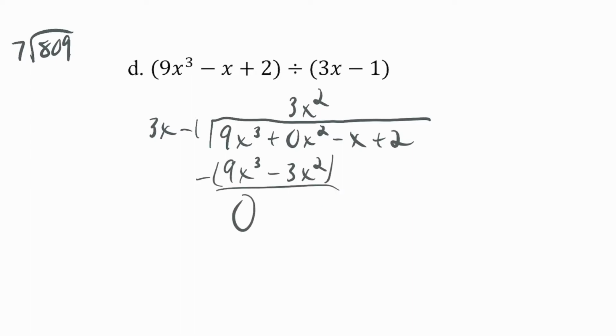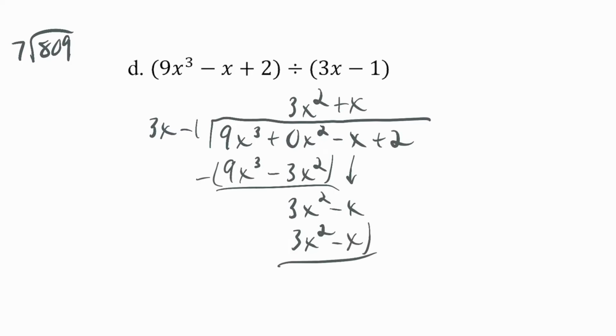So I get 0 here, but I'm not going to write it. I'll leave that blank. And then 3x squared, because we have 0x squared minus negative 3x squared. So we're really adding. And then I can bring the x down, so minus x. And then again, take this leading term, divide by that leading term, I get x. So plus x, and then multiply x against the divisor. 3x squared minus x. Subtract down, and oh, we get a big old nothing. It cancels entirely. That can happen sometimes. So I'll pull down this 2, and that's my remainder.